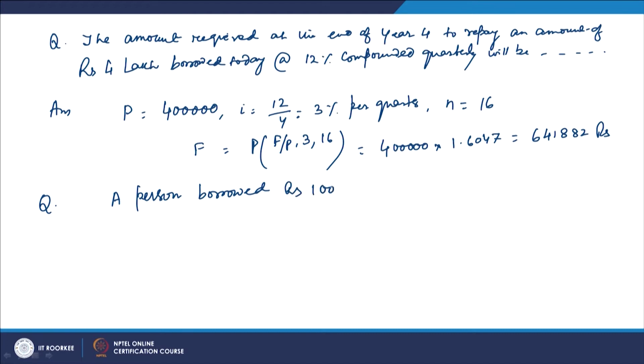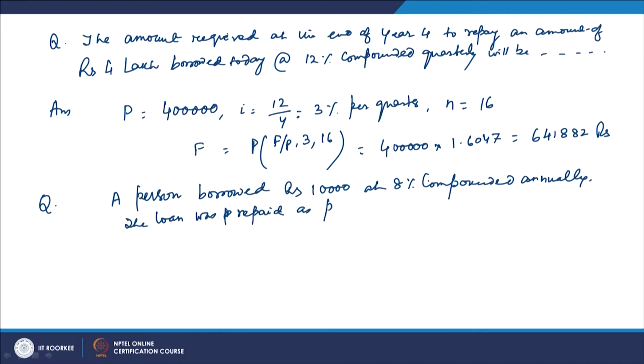rupees 10,000 at 8% compounded annually. Now, the loan was paid according to the following schedule. The loan was repaid as per the following schedule. So, you have a schedule given of how this loan is being paid, and that schedule is that this is your N and this is your repayment amount.